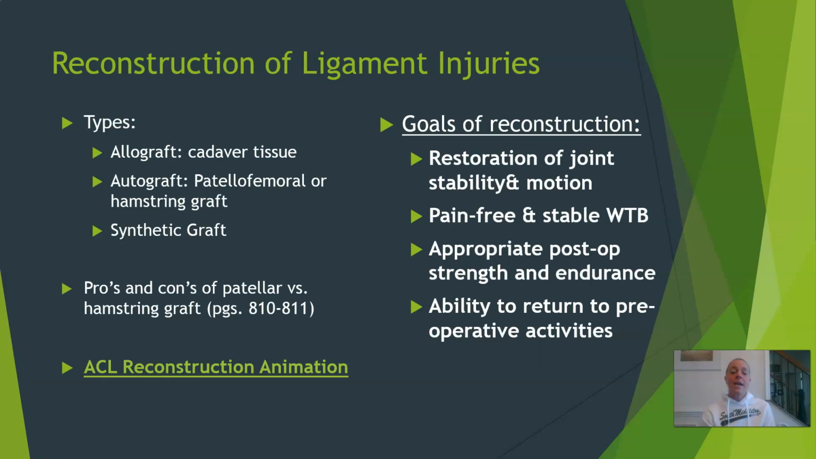So ACL reconstruction, they can do an allograft transplantation using cadaver tissue. Most commonly what they do is an autograft, so they use the person's own tissue. And there's two major approaches. There is the patellofemoral graft or the hamstring graft. There are pros and cons of each one of those listed on page 810 and 811 in your book, so you can take a look at those, and there are advantages to each.